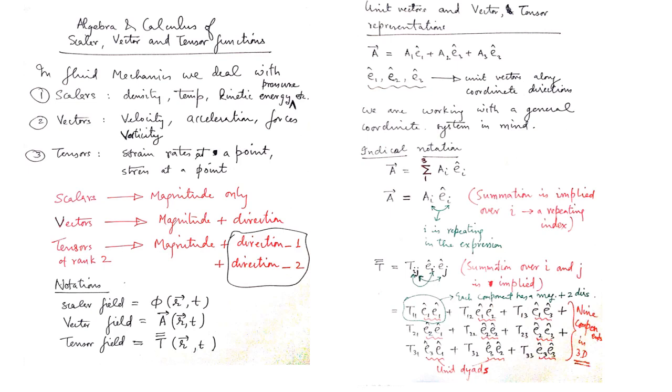Why a pair? Because you have to have information of two directions in this quantity, which is a tensor of rank 2. Now notice that there are repeating indices here. I've already indicated by green arrows at the bottom that i is a repeating index and j is also a repeating index. Therefore, I've written that summation is implied over both i and j.